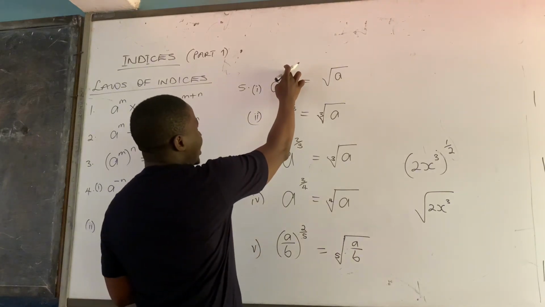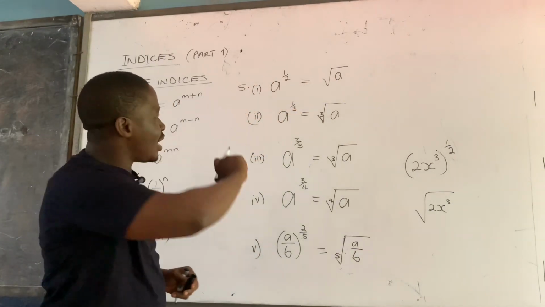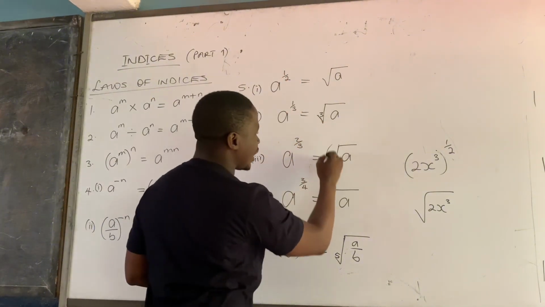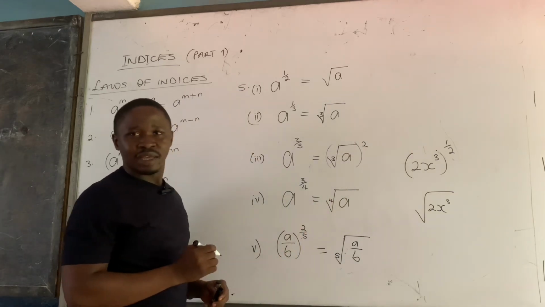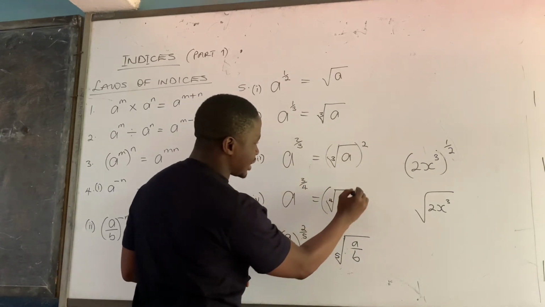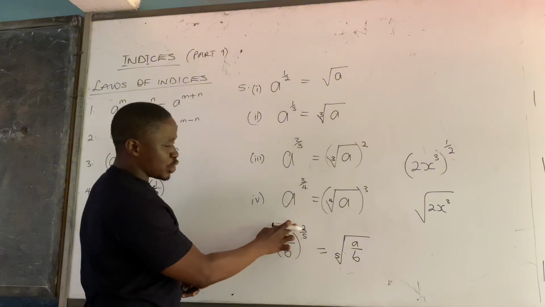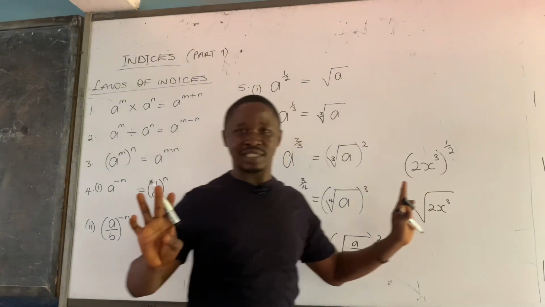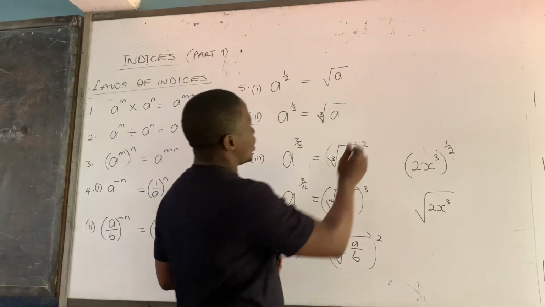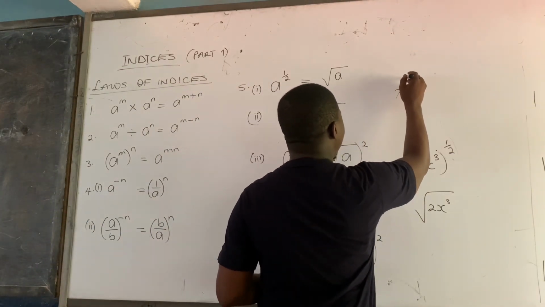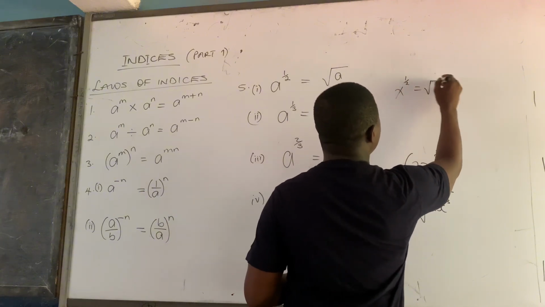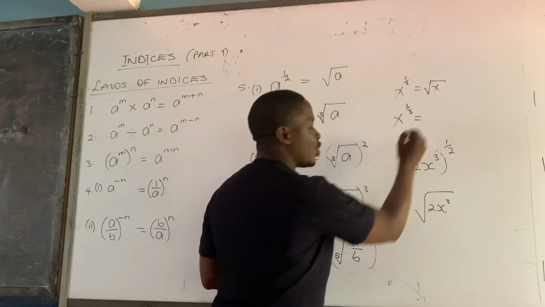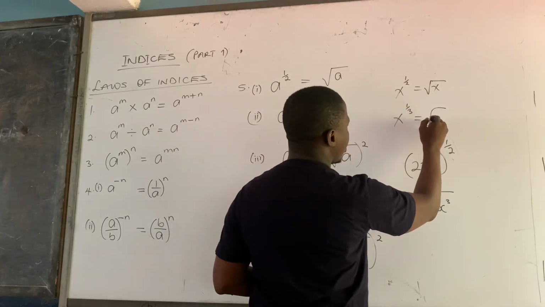So the numerator is 1. If the numerator is 1, we leave it like that. The numerator is 2, we say everything is raised to the power of 2. The numerator is 3, everything is raised to the power of 3. The numerator is 1, we leave it like that. So basically, if the power is half, we say the square root of x. If the power is 1/3, what do we say? Cube root of x.